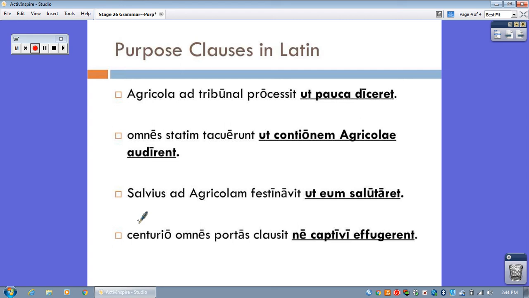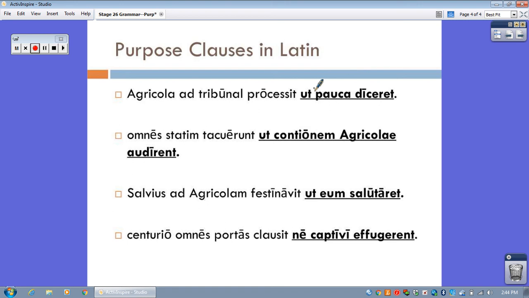And then finally, look at the fourth example. We are starting the clause with ne. This is a negative purpose clause, tells you why an action was not done. The centurion closed all of the gates so that the prisoners would not flee. So there it is, pretty straightforward. Purpose clauses tell you why the action occurred earlier in the sentence, or why not.